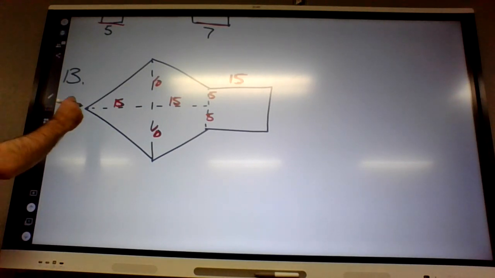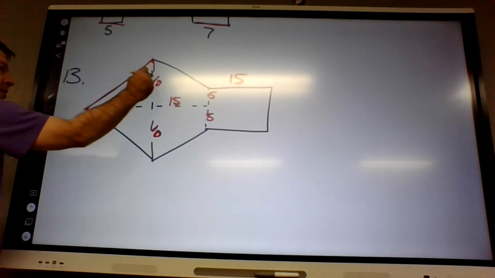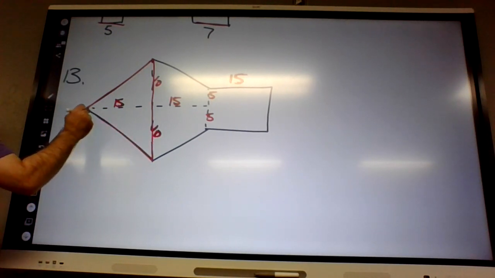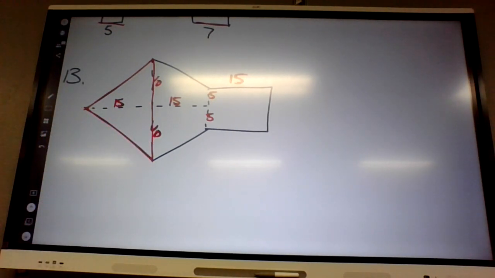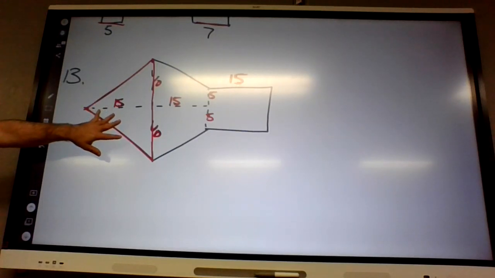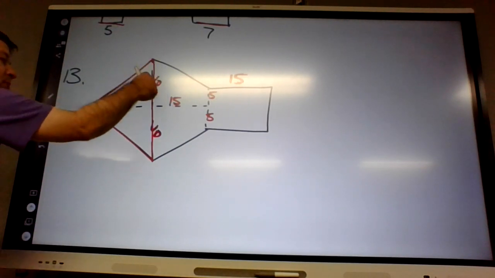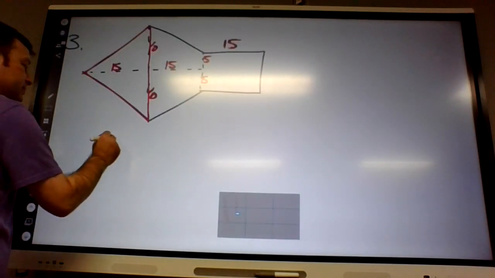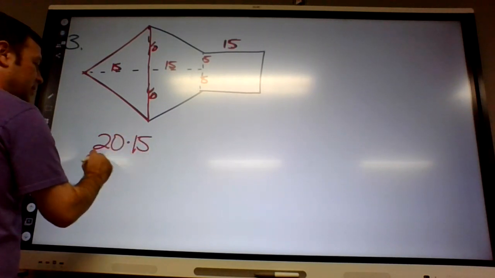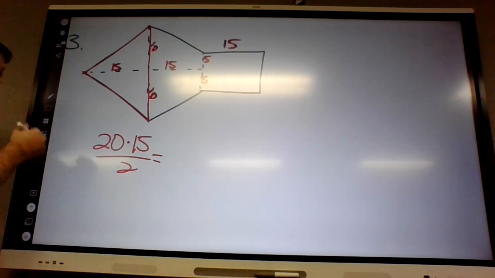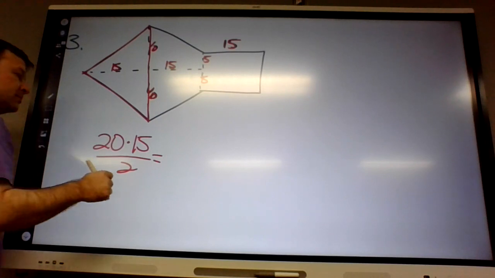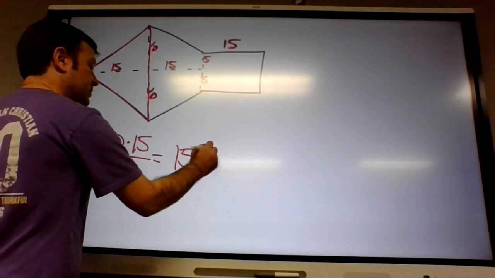We could do the area of this big triangle on the left all at once. Craig, do you know what the base and the height of this big triangle on the left is? Would it be 20 and 15? Yes. So if we do 20 times 15 divided by 2, that will give us the big triangle. I believe that would be 150.